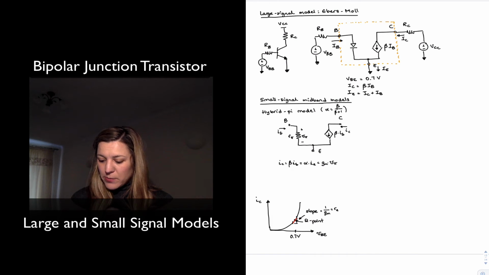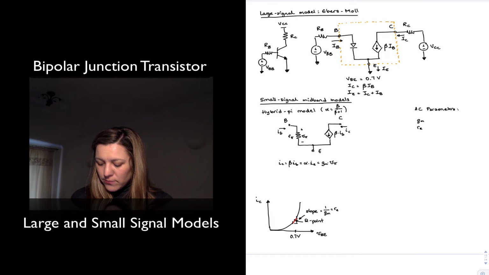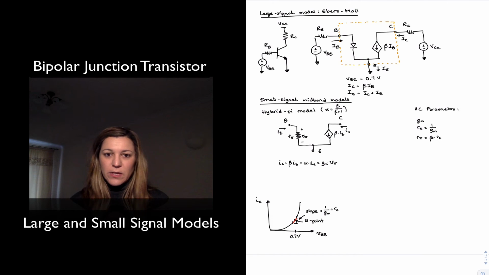So maybe I can start writing some parameters here. AC parameters. The first one that we're dealing with is GM, which is the small signal transconductance. That's why it's a lowercase, a small signal parameter. Then we have little r, which we just saw is equal to 1 over gm. And we have r pi, which is simply beta times little r. Okay, so it's just looking from the base terminal. We see that resistance multiplied by beta.